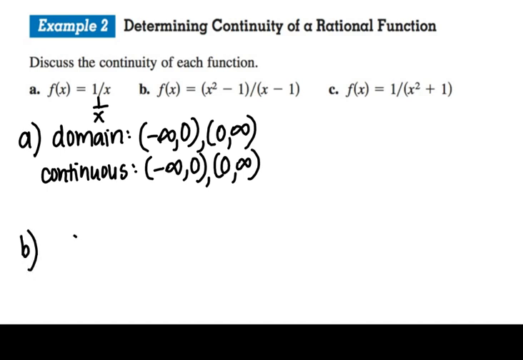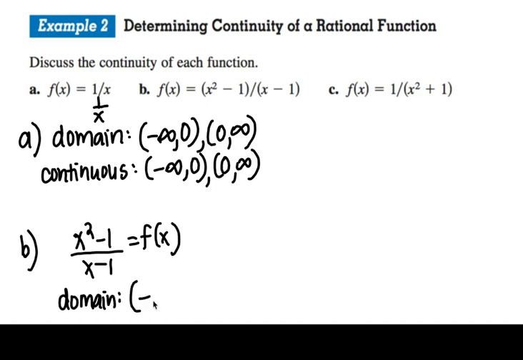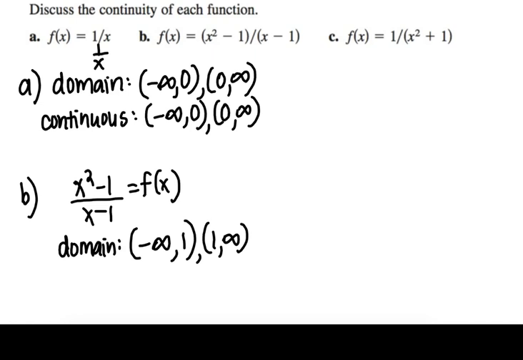B, I'm going to rewrite B, x squared minus 1 over x minus 1, that's f of x. The domain for B is negative infinity to 1, 1 to infinity. So it's going to be continuous over that same interval, negative infinity to 1, 1 to infinity.